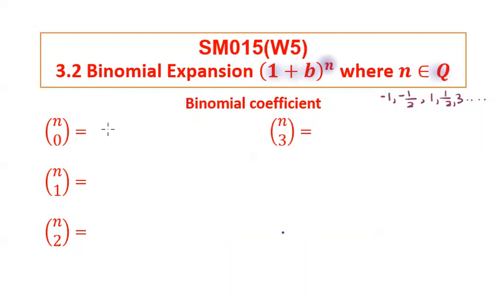Before we use the binomial theorem, let's start by simplifying the binomial coefficient. All these are called binomial coefficients. The formula of nCr is equal to n factorial over (n minus r) factorial times r factorial. Let's start with nC0, which is n factorial over (n minus 0) factorial times 0 factorial, which is n factorial over n factorial times 0 factorial. By simplifying the n factorial with the n factorial in the denominator, we remain with 1.